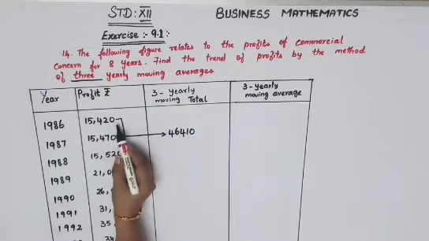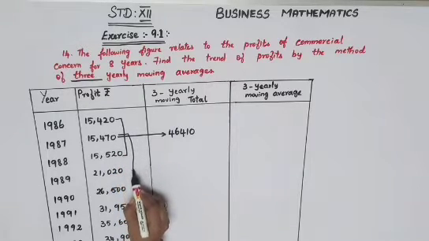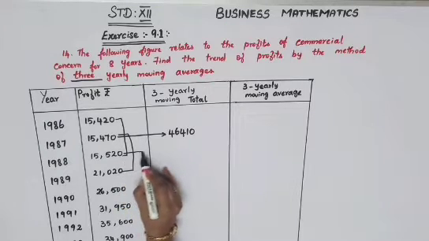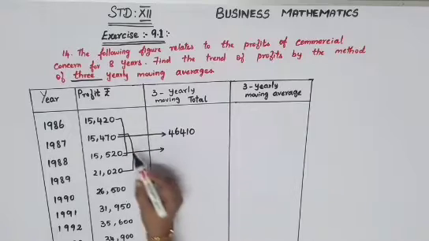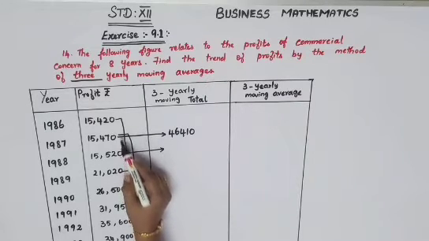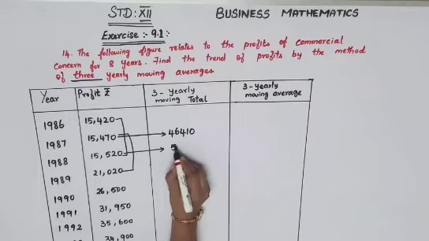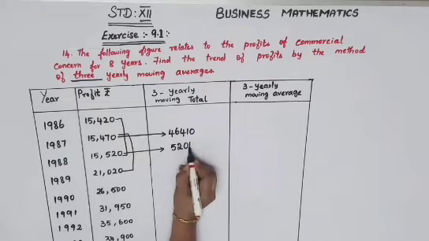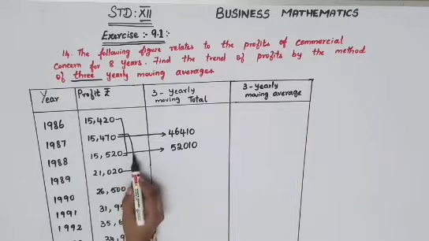The next one: the first number you will have to leave. The next three numbers you will have to add. From the second number to the fourth number you will have to add, and straight to the middle number you will have to write your answer. So adding your second, third and fourth numbers, the answer will be 52,010.